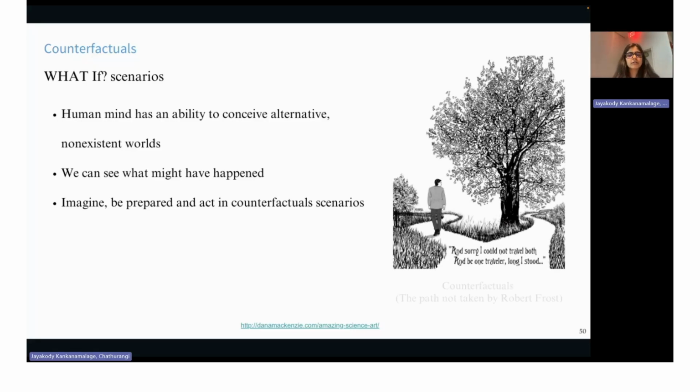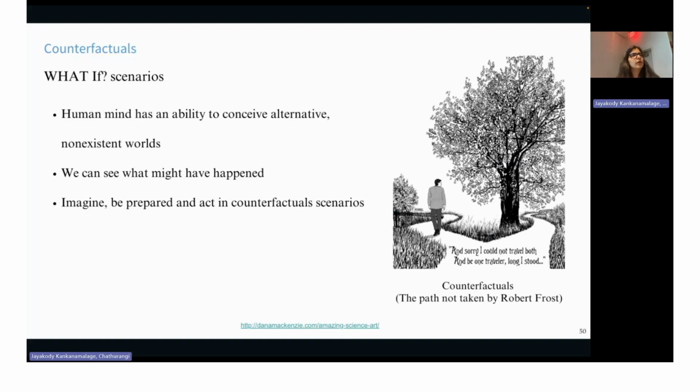And I really like this poem by the poet Robert Frost, The Path Not Taken, which I hope many of us have read in high school, where there's a traveler going on a trail, hiking maybe, and he encounters 2 paths on his way, and he doesn't know which path to take.